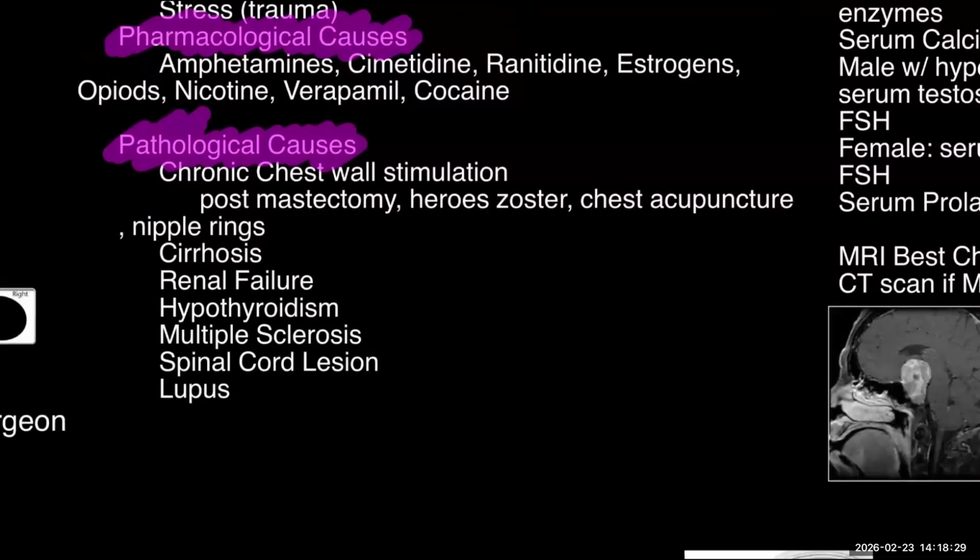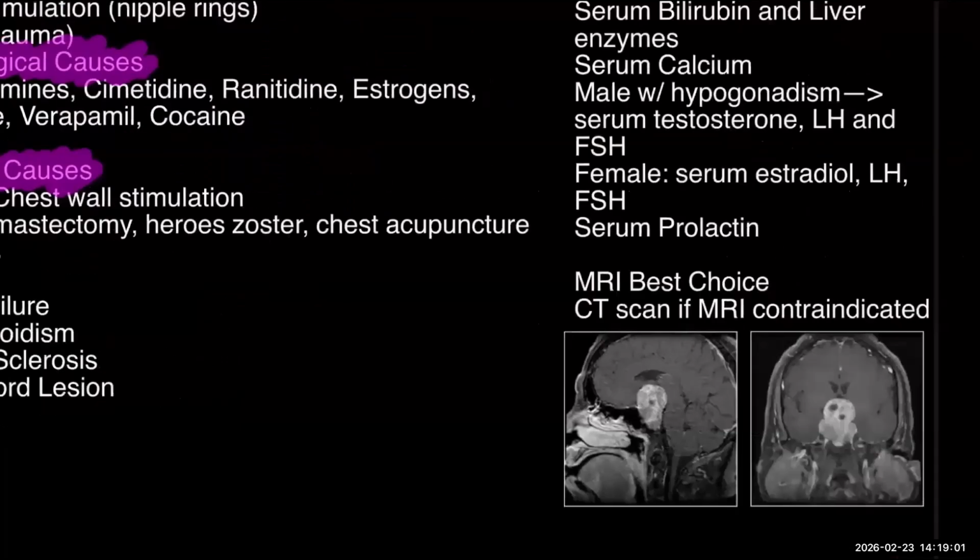Pathologic causes: chronic chest wall stimulation, post-mastectomy. If you've had herpes zoster, chest acupuncture, nipple rings, these are all things that chronically stimulate the nipples and will cause hyperprolactinemia. Cirrhosis, renal failure, these are more your systemic causes. Multiple sclerosis is here, spinal cord lesions, and lupus. Lupus is kind of like in everything. It could be a lot of different things. So these are some causes of hyperprolactinemia.